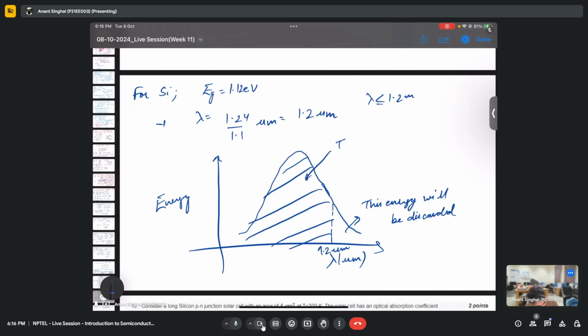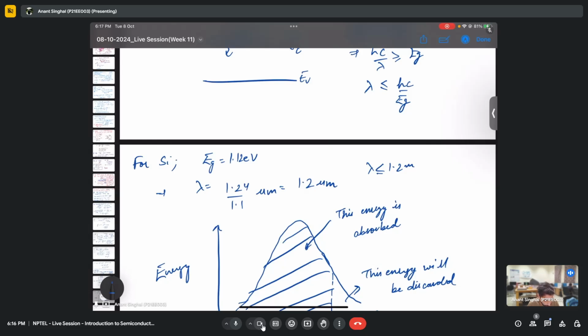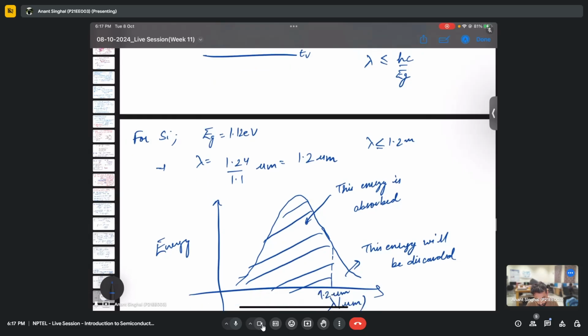And this energy is absorbed. So this is how a solar cell works. So what we can conclude is that all the photons having lambda equal to or less than 1.2 micrometer will be absorbed by silicon. And in fact, to harness all the solar energy, we need a semiconductor with a very small energy band gap, because a small energy band gap will basically give us more and more wavelengths.